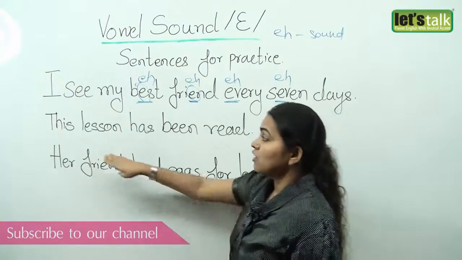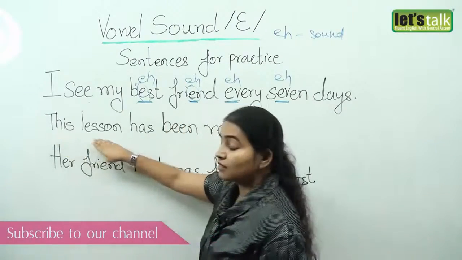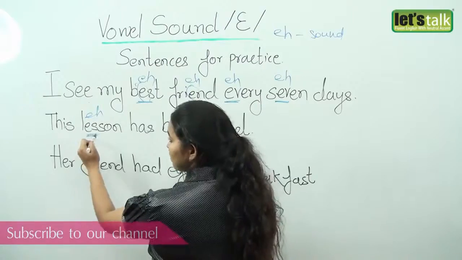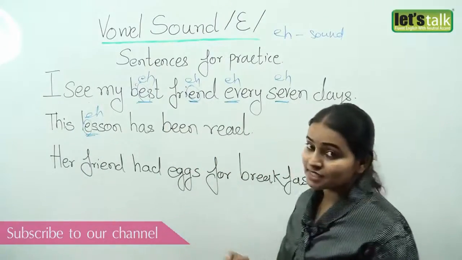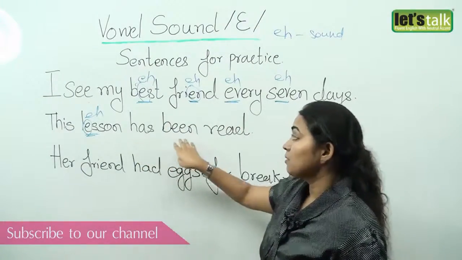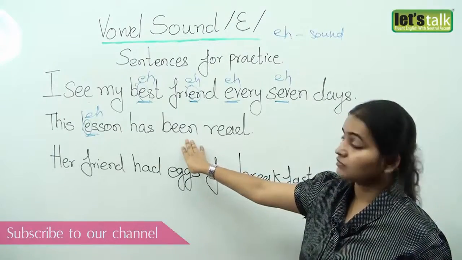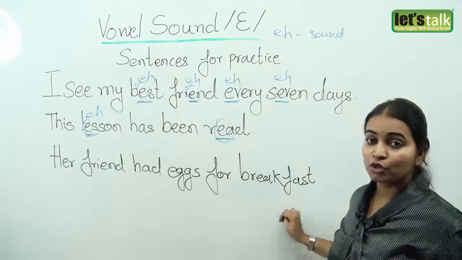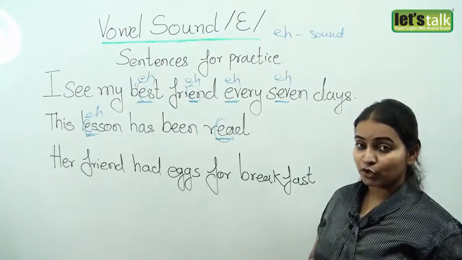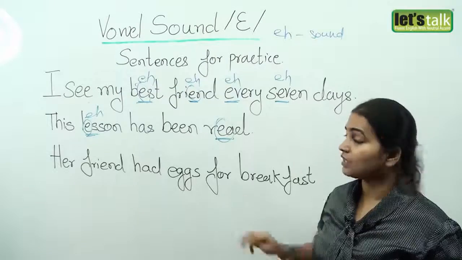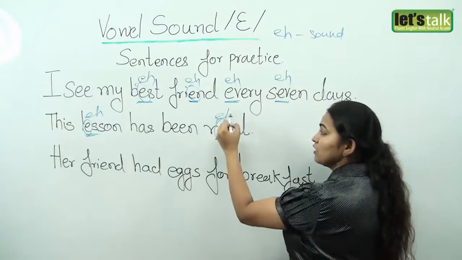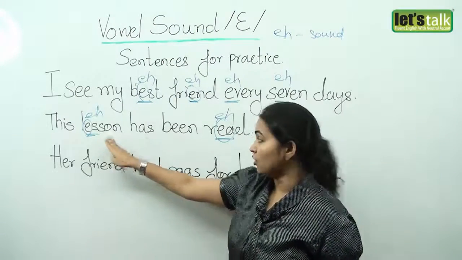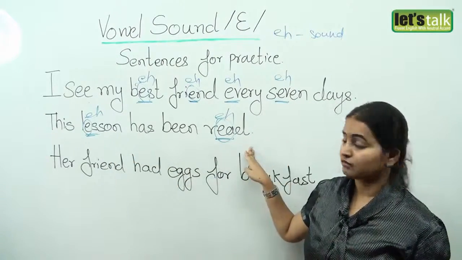Next sentence, this lesson, the eh sound given by the E in the word lesson, has been read. The EA, as we all know from the common spelling patterns, giving the eh sound gives me also the EH sound. So this lesson has been read.